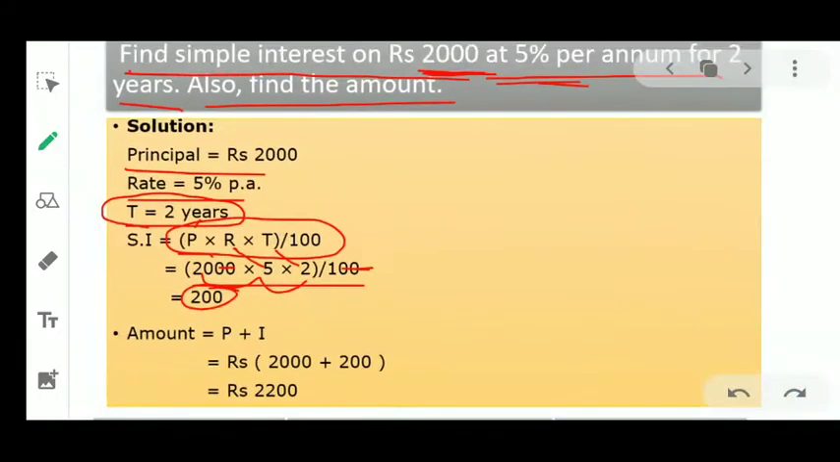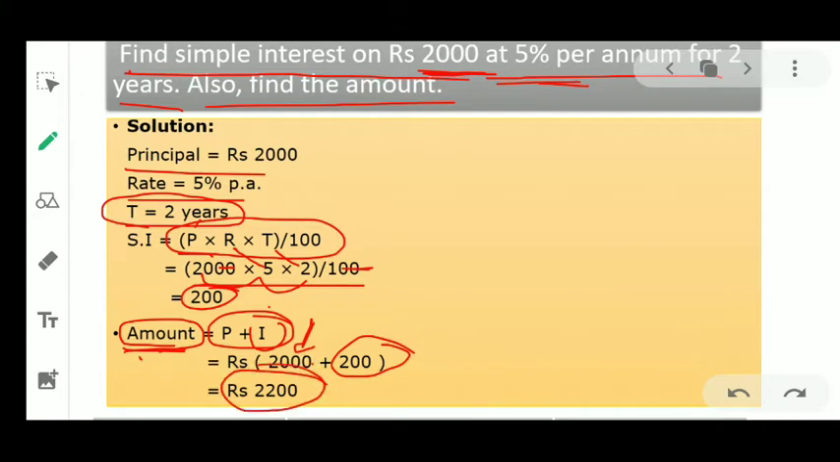Now we'll find out the amount. The formula of amount is P plus I, that is principal plus interest. So principal is 2000 here and interest is 200. So 2000 plus 200 gives 2200, that is the amount. So here simple interest is 200 rupees and amount is 2200.